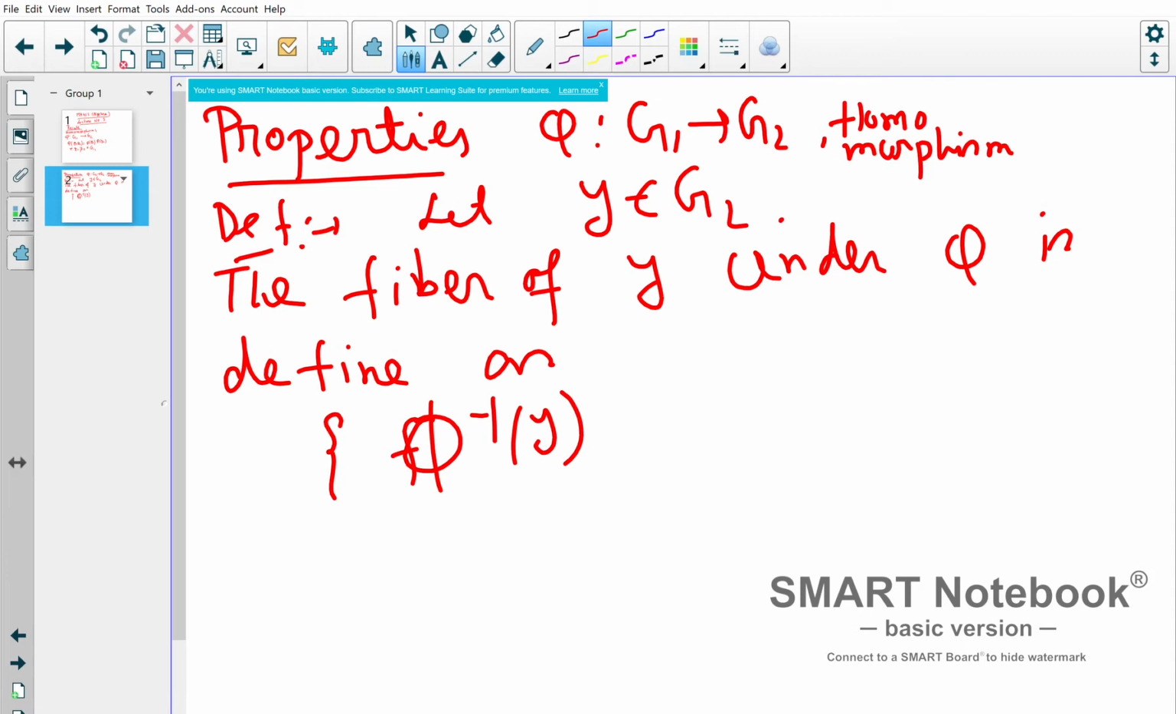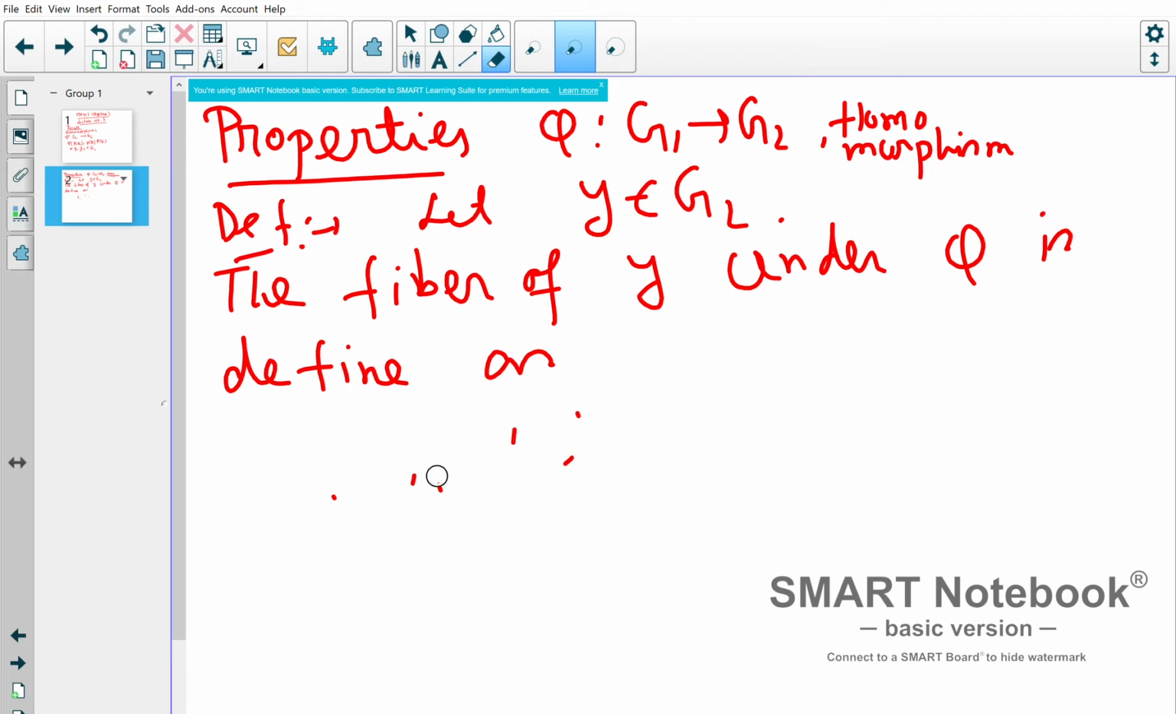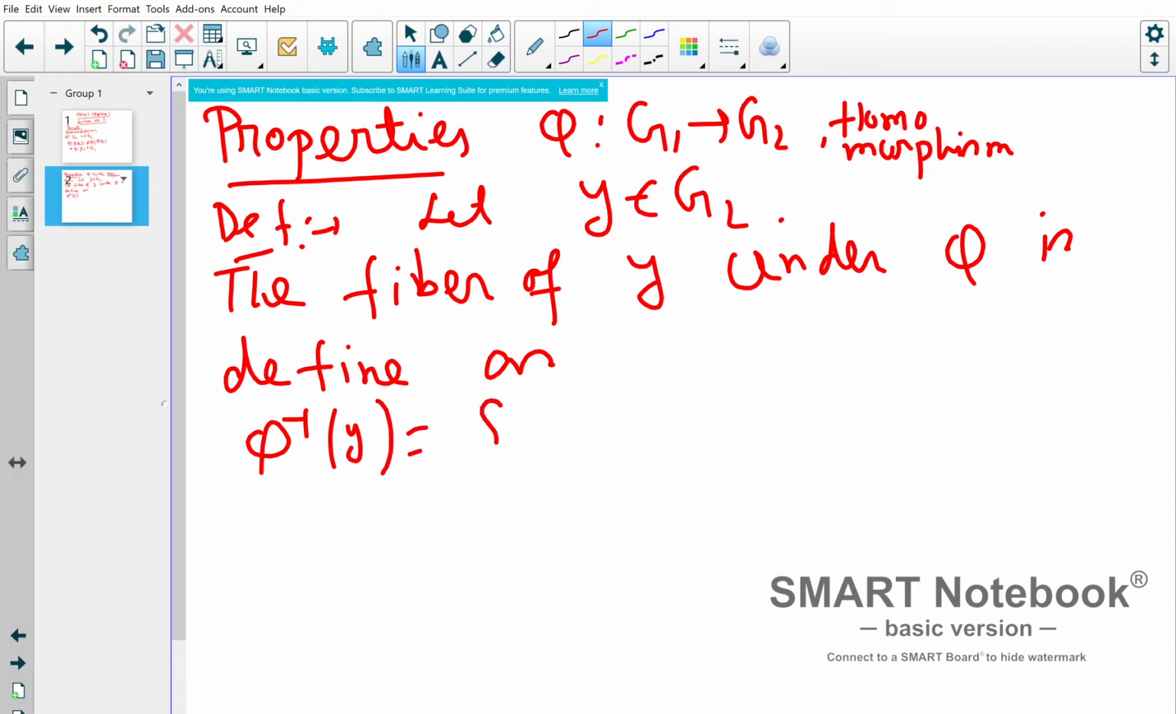So this is the set of all the pre-images of y. Let me write it with this notation, so it will be easier. Phi inverse of y is the collection of all those x belonging to G1 such that phi of x equals y. It is called the fiber of y.